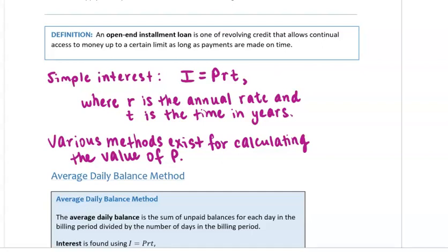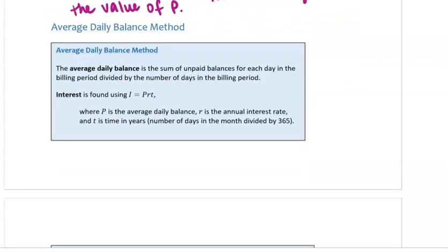Various methods exist for calculating the value of P. Two common methods are the average daily balance method and the unpaid balance method. In this video, we will cover the average daily balance method. The average daily balance is the sum of unpaid balances for each day in the billing period divided by the number of days in the billing period.